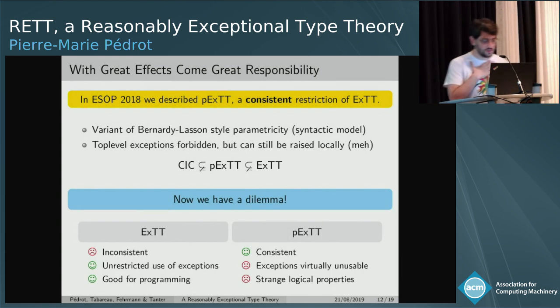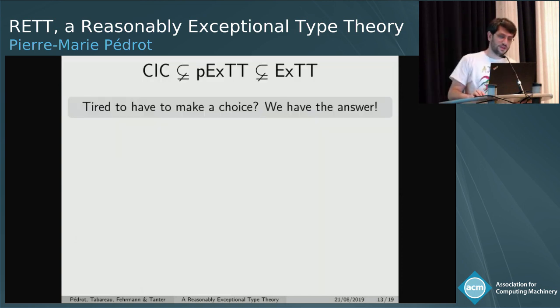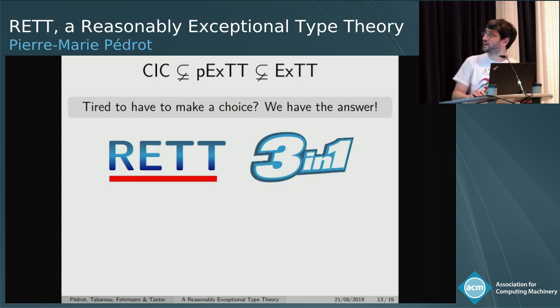But now we've got a dilemma, right? Because we have two systems. Either you use the exceptional type theory, which is logically inconsistent, and you cannot do a lot of logic there, but you can use it for programming, because that's great. Or you use the parametric restriction of it, and in that case, you're actually consistent, but you cannot really use the exceptions anymore. So this is kind of a bummer, right? So in this paper, we solved the problem very elegantly by providing a new type theory, which is the reasonably exceptional type theory, which is 3-in-1.